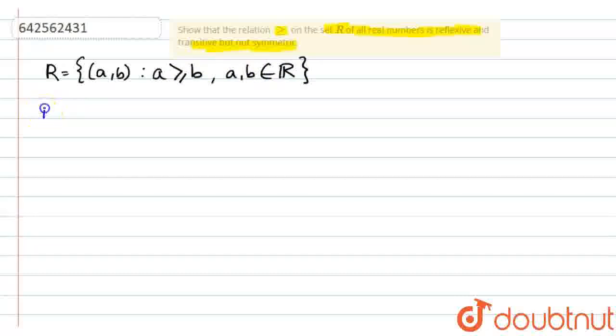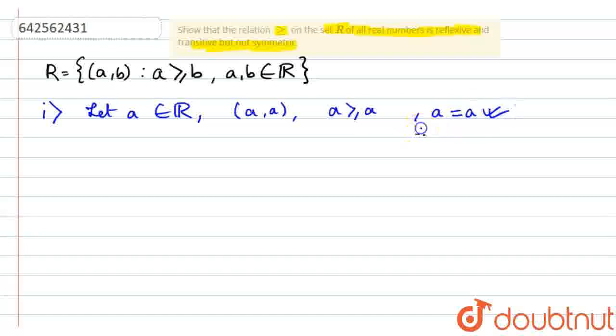First we show that R is reflexive. Let a belong to R, the set of real numbers. Then for (a, a), a is greater than or equal to a. Now a is obviously equal to a, and the relation is a greater than or equal to a, and we have a is equal to a. Therefore (a, a) belongs to R and hence R is reflexive.